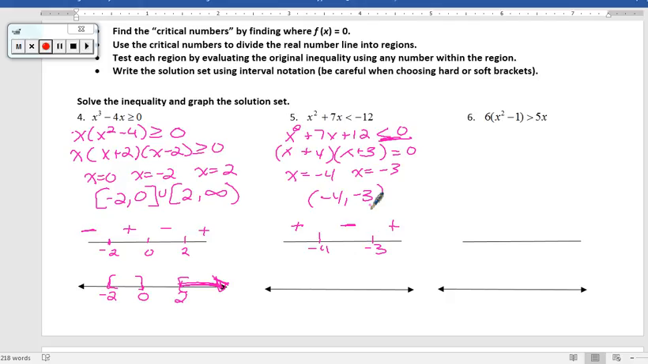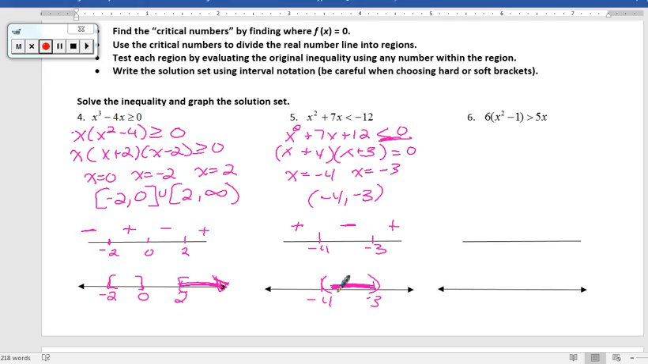And we're going to have soft brackets on there because this inequality here does not have the or equal to. On our number line, we would look like -4, -3, and both would have soft parentheses, and it's every value in between.